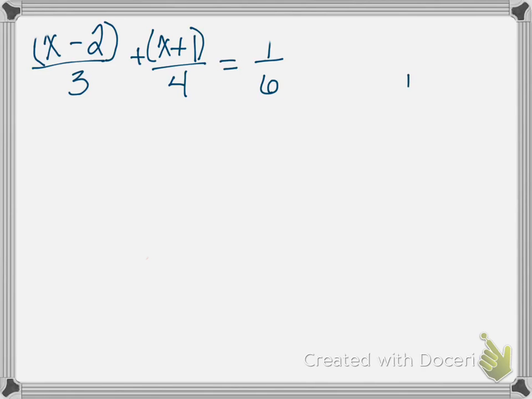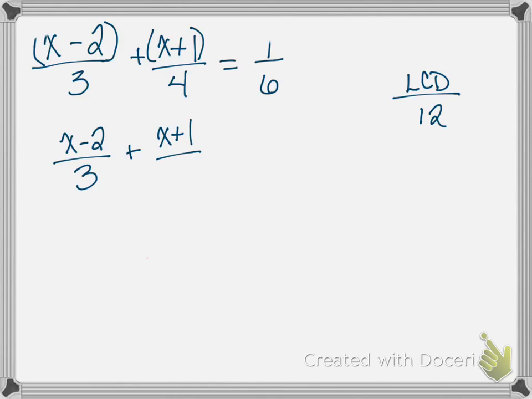So I am going to identify my LCD. The best way to do that is to look at the 3, the 4, and the 6. What number does 3, 4, and 6 go into evenly? 12. So my LCD is 12. So what I'm going to do is multiply all of this by 12 over 1.